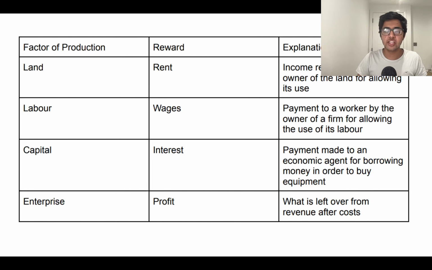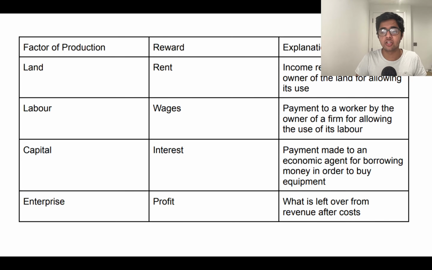So, this table shows the explanation and reward for each factor of production. The reward for land is rent, for example when you rent a house, or when you rent a field of land to grow crops on. Labour is wages, when you work you receive wages.